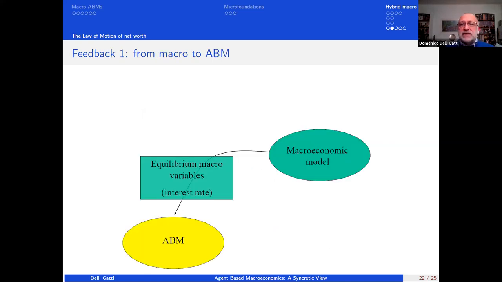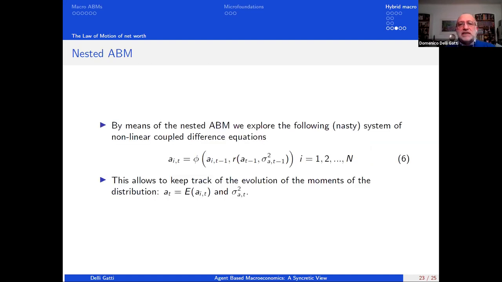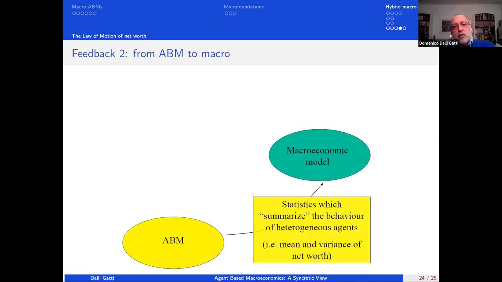Now, the agent-based model is actually intervening only at the second stage. The first stage is that the macroeconomic model gives you the interest rate. And you feed this into the agent-based model. And then the agent-based model is helping you to solve this nasty system of difference equations that are highly nonlinear through computer simulations. And then we end up with the second feedback from the agent-based model to the macroeconomic model.